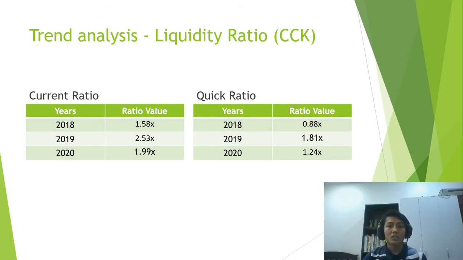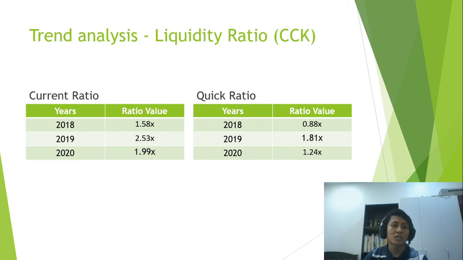The current ratio indicates a firm's ability to fulfill short-term obligations with short-term assets, while the quick ratio is the same as the current ratio except without relying on inventory. Based on the table, you can see that CCK's current ratio for all three consecutive years shows good ratio performance. Although there is a decrease in the current ratio in 2020, the company still managed to fulfill its current obligations with its available current assets.